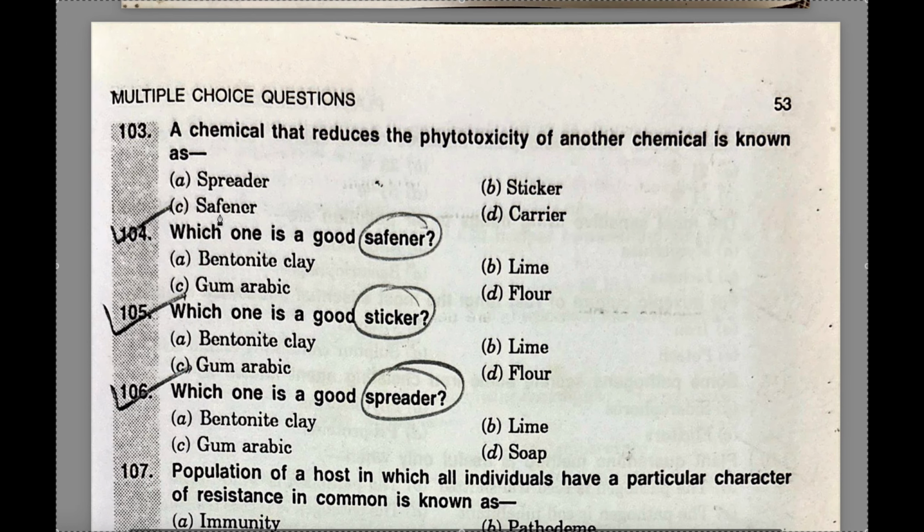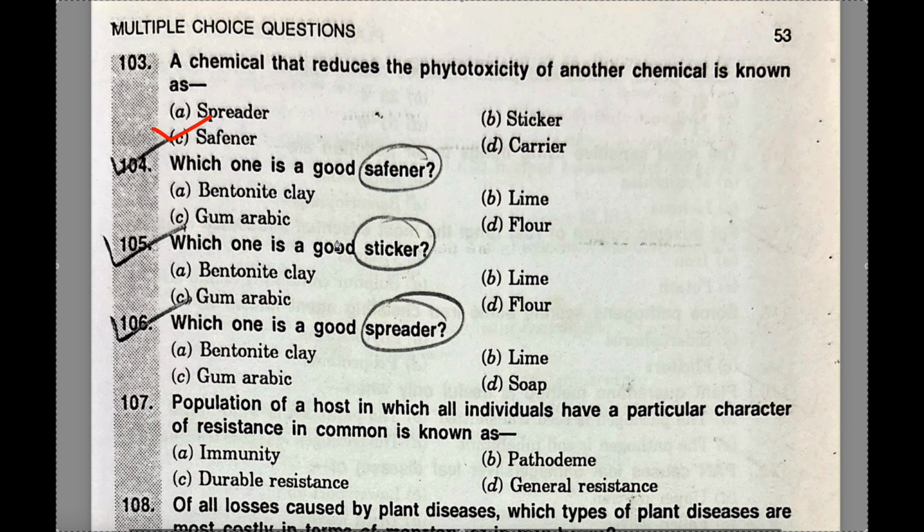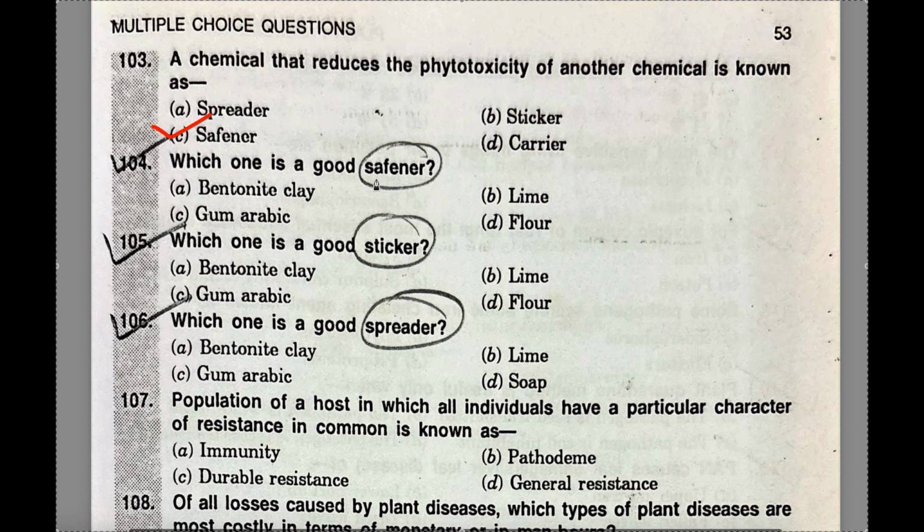Question 103. A chemical that reduces the phytotoxicity of another chemical is known as A. Spreader, B. Sticker, C. Safener, or D. Carrier. The answer is C. Safener. 104. Which one is a good safener? Bentonite clay, lime, gum arabic, or flour? Answer is obviously lime.